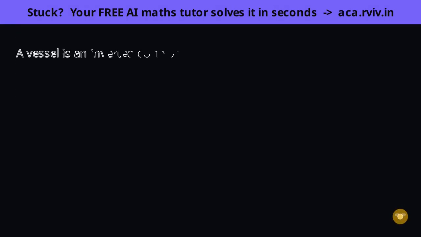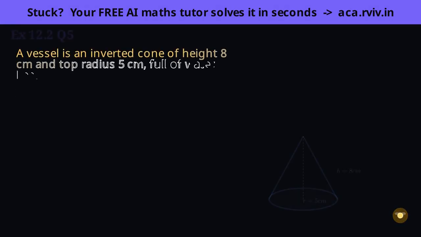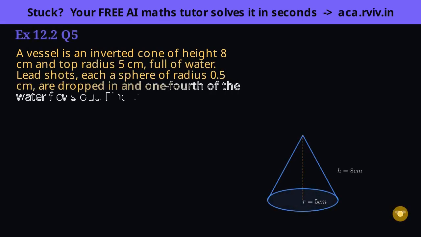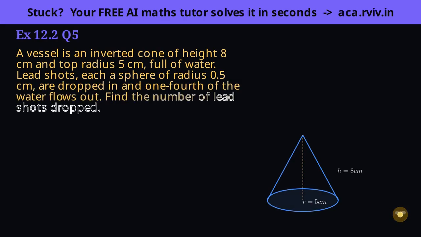Here's the physics that unlocks it. Each shot dropped in shoves out exactly its own volume of water. So the water that spilled tells us the total volume of the shots. The key idea is displacement. When a solid sinks into a full vessel, it pushes out exactly its own volume of water. So the water that overflowed equals the total volume of all the lead shots together. And the overflow is 1/4 of the cone. So n shots volume equals 1/4 of the cone.